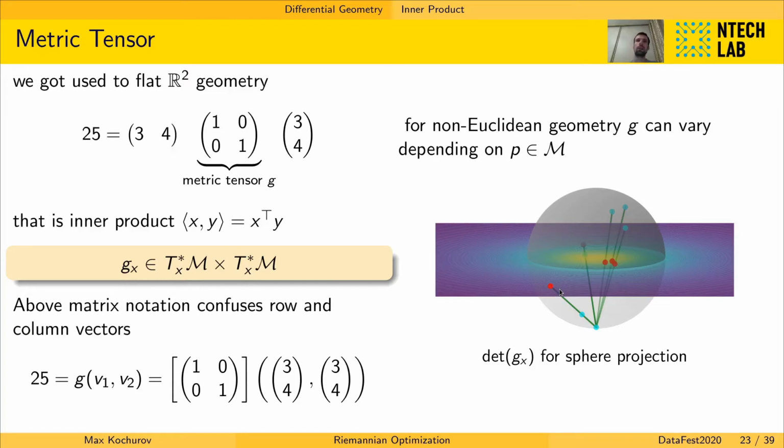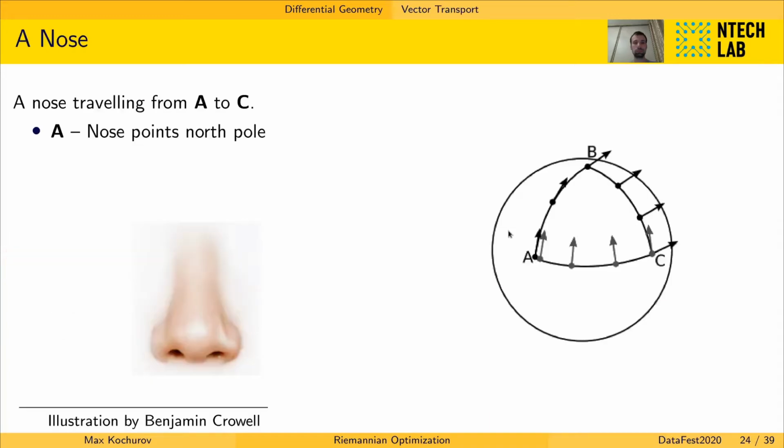However, the sphere has constant curvature. And the metric tensor has something to do with curvature, but not in this way. And this will be out of scope of our talk.